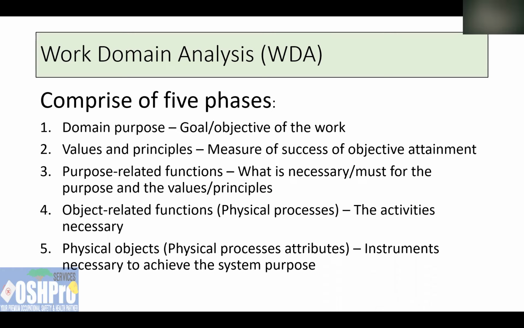After having a system of measuring the attainment of the objective, we have to look at purpose-related functions. What is necessary for me to do? What is necessary for the company to do to achieve the goals? We have a system of measuring, but what do we have to do? What are the functions which are necessary to achieve the values and principles and the goals of the work? After that, we have to look at the object-related functions.